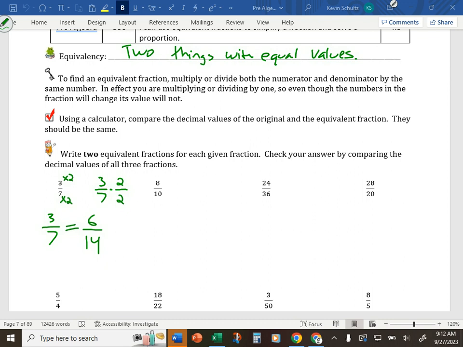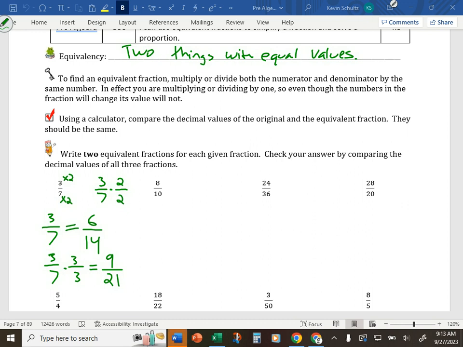What is another equivalent fraction to 3/7? And then be prepared to explain to me how you got there. Okay, Aiden? There's literally an infinite number of possible answers here. Bennett, 9/21. How'd you get 9/21? Yes. If we multiply 3/7 by 3/3, which also equals 1, something over itself, we get 9/21. 9/21 is an equivalent value to 3/7.